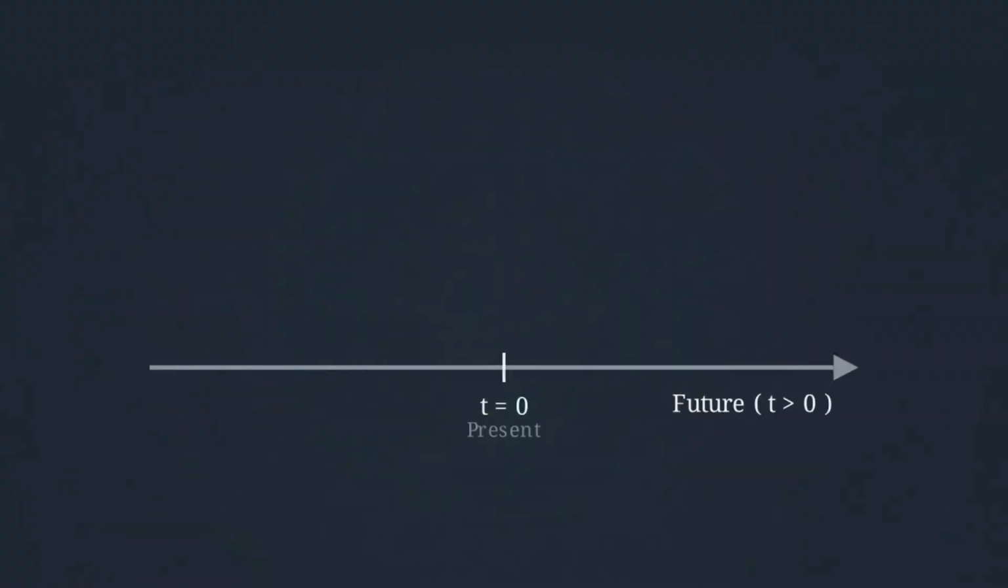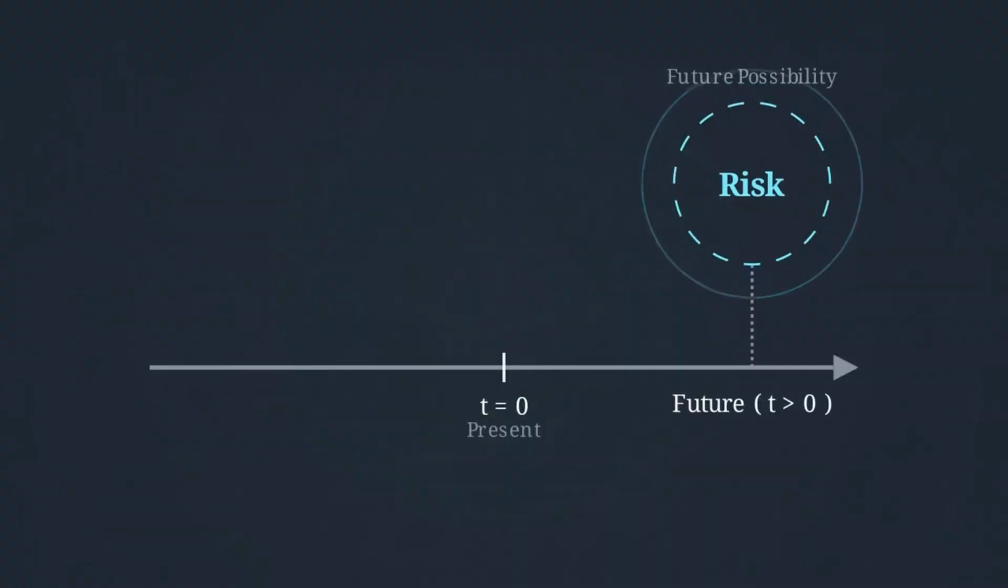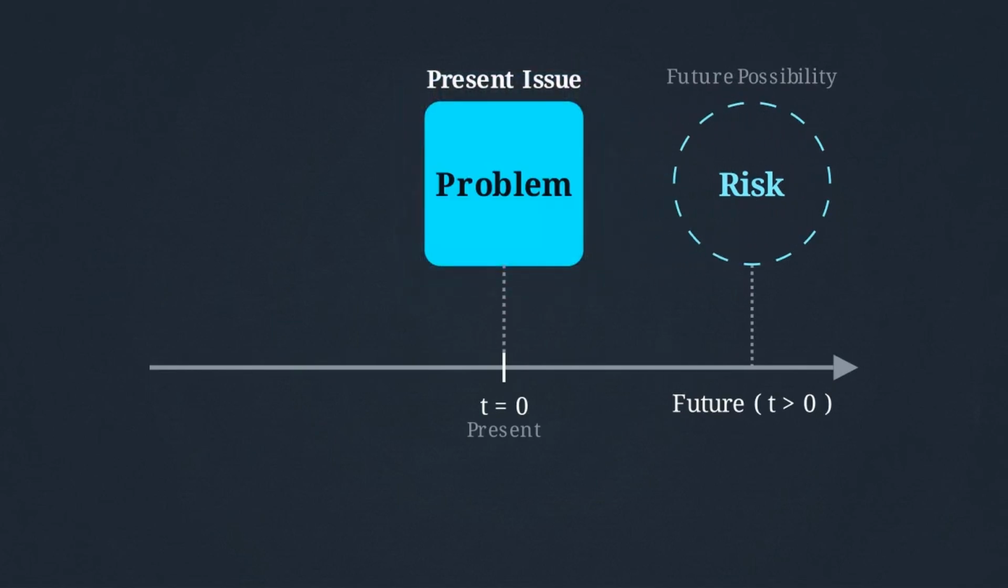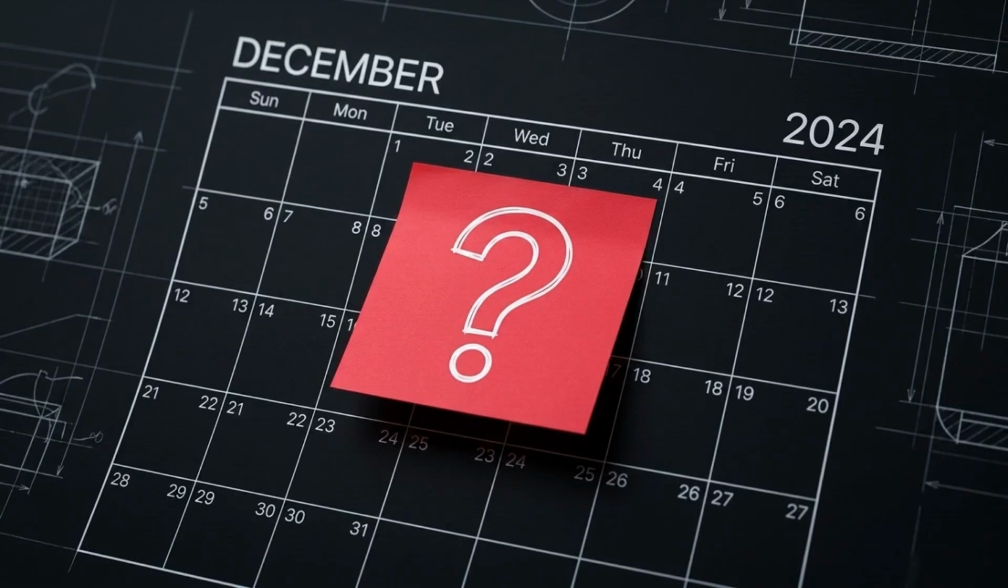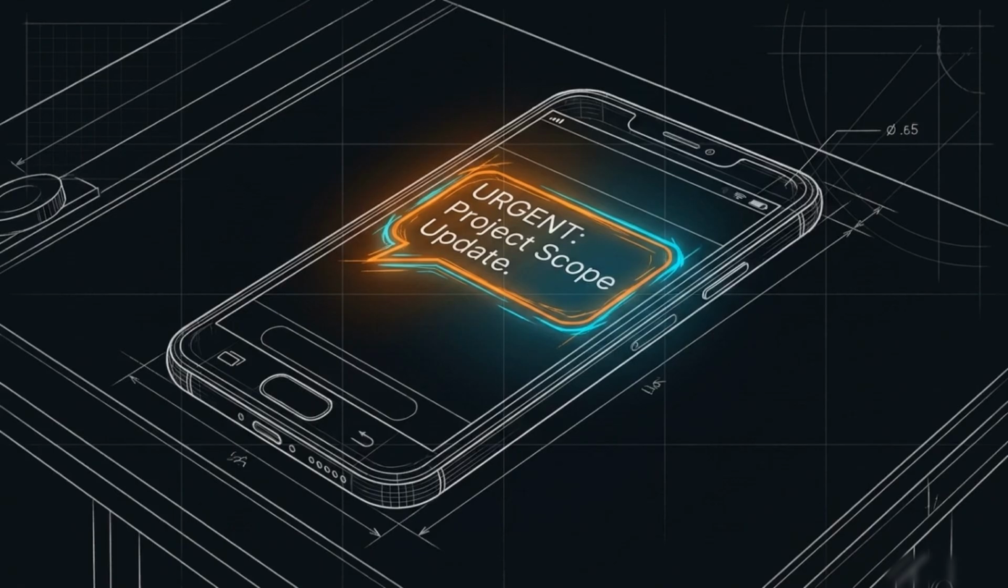A risk is strictly a future possibility. It is something that might happen but has not occurred yet. A problem is an event that has already occurred. It is a present issue that demands immediate resolution. If a customer might change the requirements next month, that is a risk. If the customer has already changed the requirements today, that is a problem.